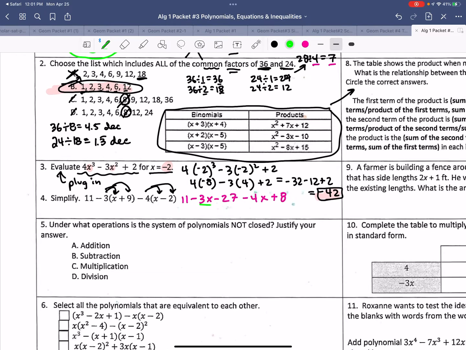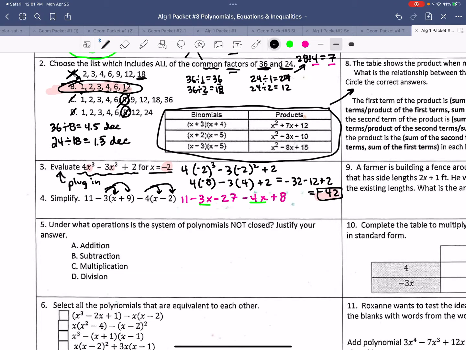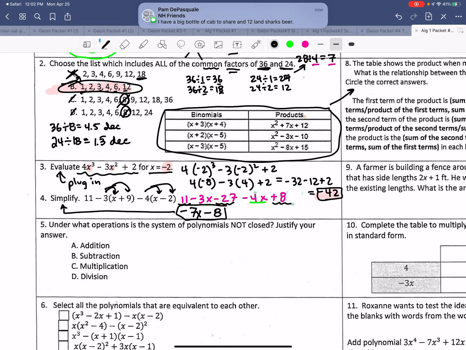All right, now how many x's do I have? It looks like I have negative 7 x's. How many regular old numbers do I have? Looks like I have 11 take away 27 plus 8. So 11 take away 27 plus 8, I get negative 8. So this is definitely writing it in a simpler form.